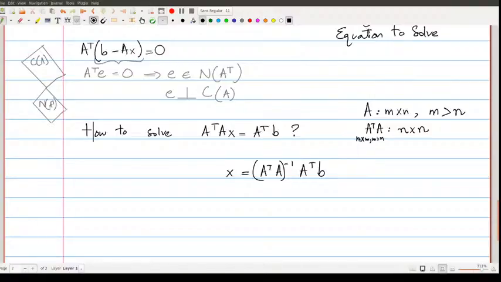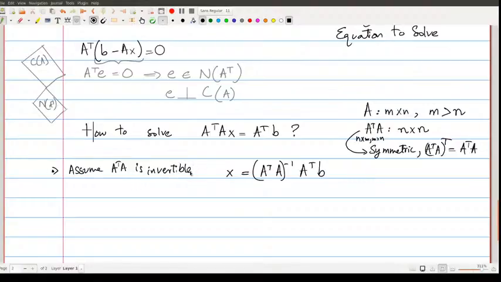Another thing that we know is that A transpose A is not just a square matrix, but a symmetric matrix. The reason it's symmetric is that if you take A transpose A and transpose it, you just get A transpose A back again. So it's a symmetric, square matrix. And let's assume that A transpose A is invertible. That's the missing piece before I can solve that equation. Once we know that this is invertible, treat this whole thing as one matrix and take the inverse on the right hand side.